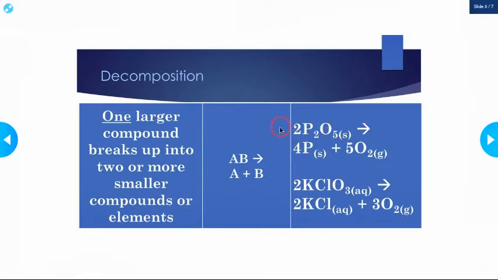So we have some phosphorus and oxygen combined together, and now you can see that they're separated. Here's phosphorus by itself and oxygen by itself. And remember, now that oxygen is by itself, it is a diatomic element. So that's why we have the little 2 right there.